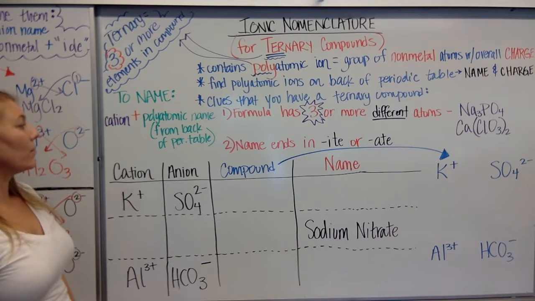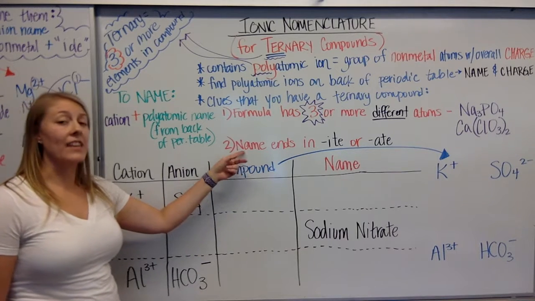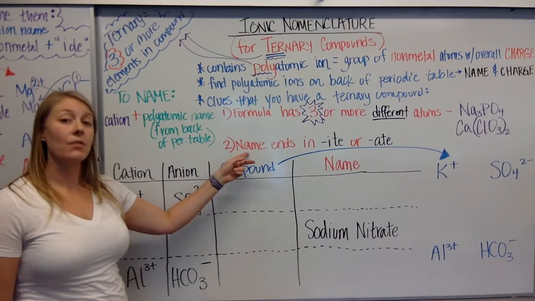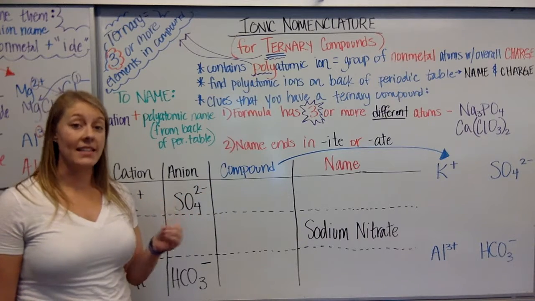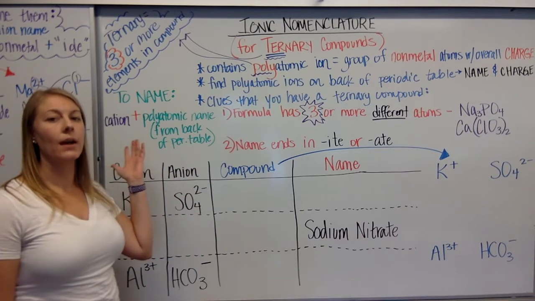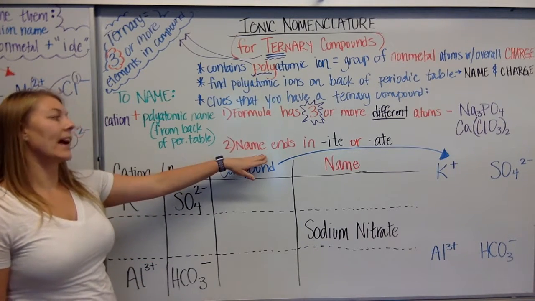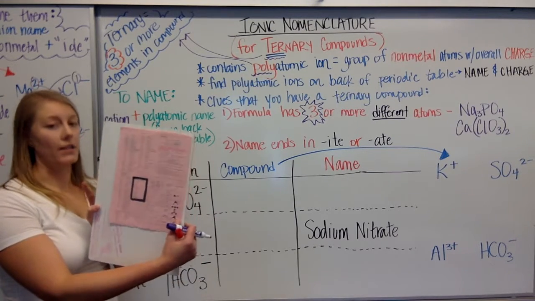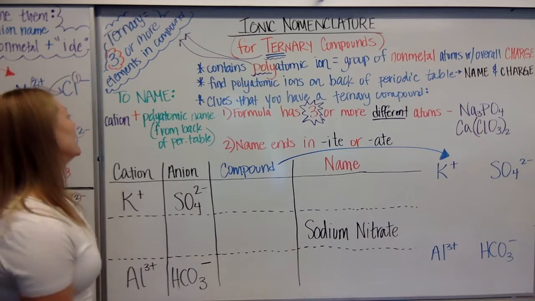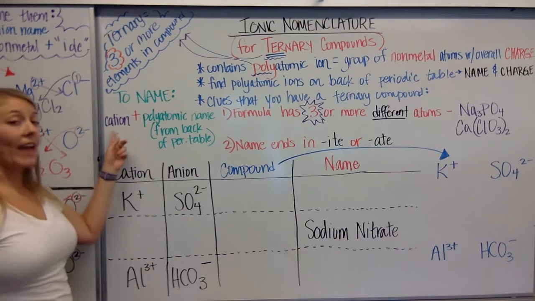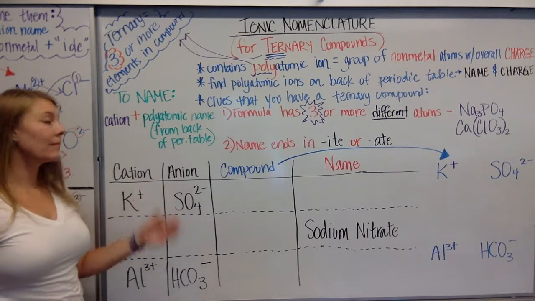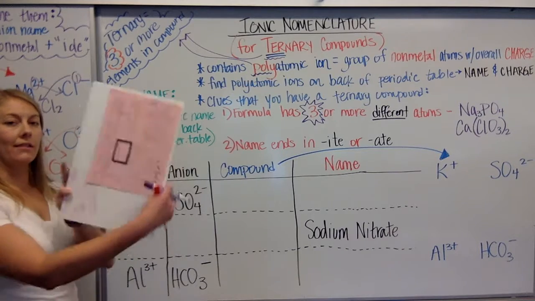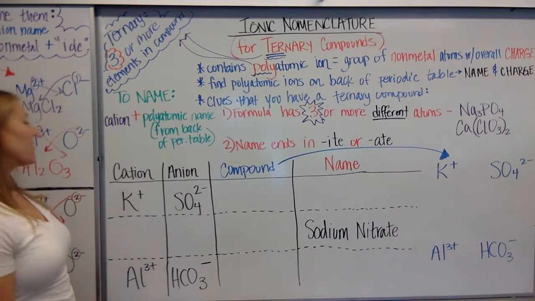Okay, so the other clue is if the name ends in either ite or ate instead of ide, which is how we've been naming up until now. So if the name ends in ite or ate, look on the back of the periodic table and you're going to find the polyatomic ion there. Okay, when we name, we write the cation just like we've been doing the whole time, and then the polyatomic name straight from here, okay? So let's take a look.